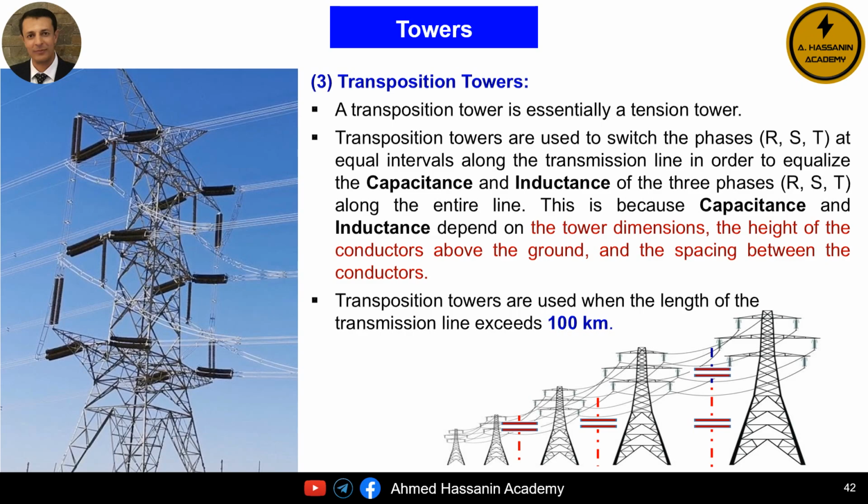That is why, when we use transposition towers, there must be either three such towers along the transmission line or multiples of three, such as 6 towers or 9 towers, and so on. But why is that necessary? Of course, it is to maintain the correct phase sequence with the first phase R followed by the second phase S, then the third phase T, at both the beginning and the end of the overhead transmission line.